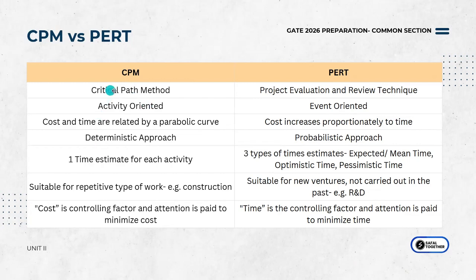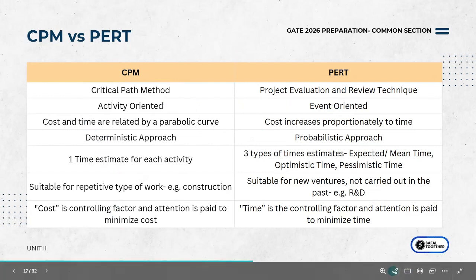Critical path method is CPM. Your PERT is project evaluation and review technique. So this is the basic full form. Your CPM is more activity oriented. Your focus is on the activity. You also look at events in the PERT. So this is the major difference over here.